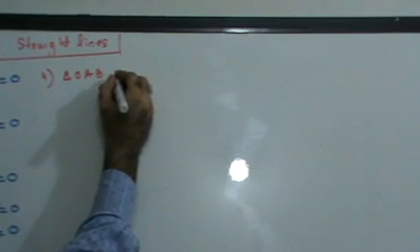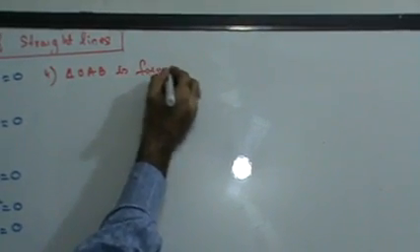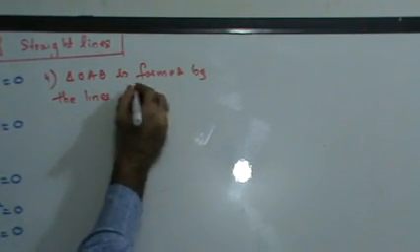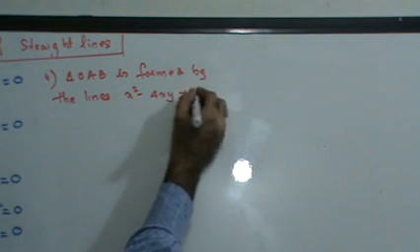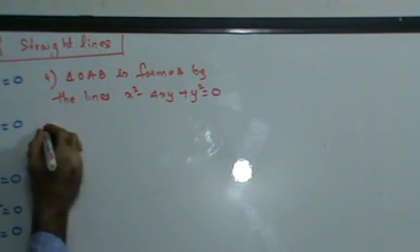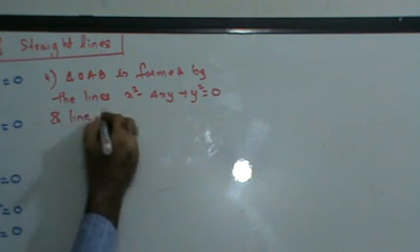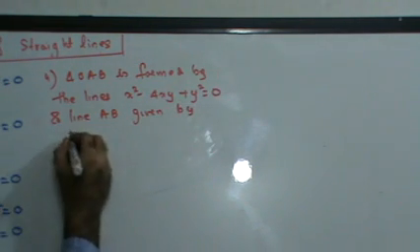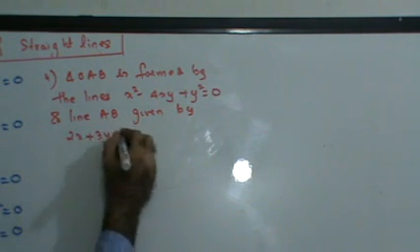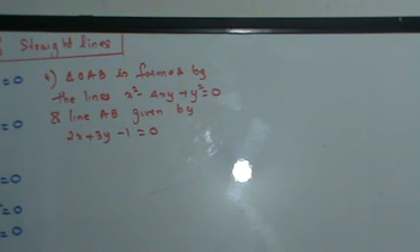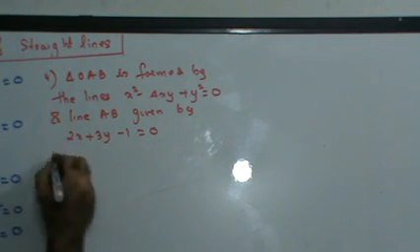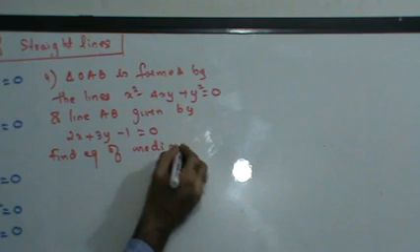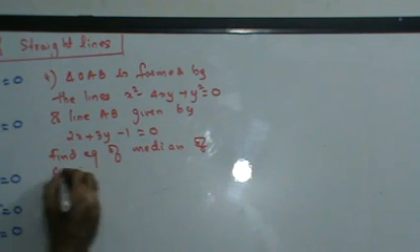Triangle OAB is formed by the lines x square minus 4xy plus y square is 0 and line AB given by 2x plus 3y minus 1 is 0. You have to find out the equation of the median of the triangle through O.